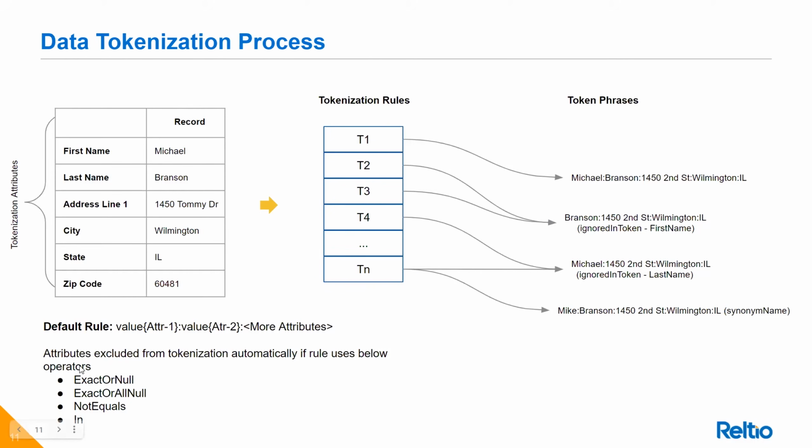There are certain conditions. If you have them in your match rule, then those attributes are automatically excluded from tokenization. That is exact or null, exact or all null, not equal, and in.